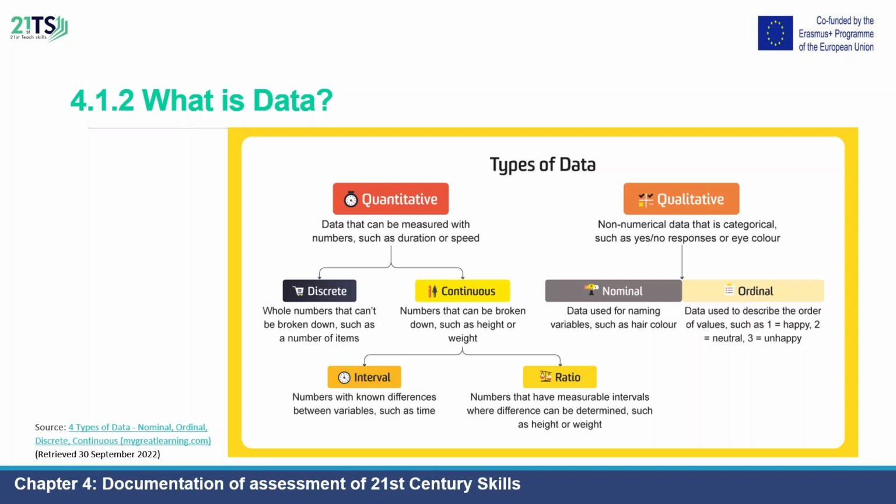For further explanation regarding qualitative data, qualitative data refers to non-numerical data that is categorical, such as yes or no responses, eye color, or different categories or groups. So these qualitative data can be classified into nominal or ordinal data.